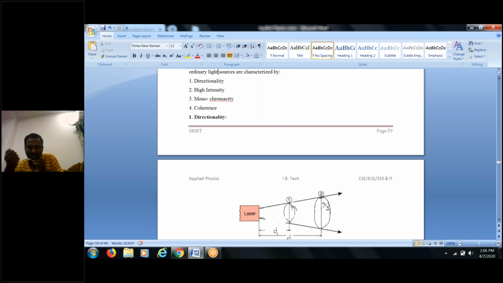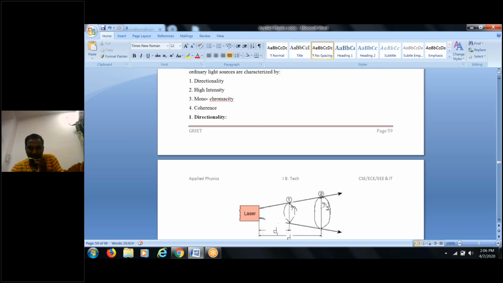If you switch on a laser device, I think all of you know laser devices, pocket laser devices, handheld laser devices, what happens? Light comes out from the device in only one direction. The second thing is it has very high intensity. How much intensity? If you focus this powerful laser light into somebody's eyes, they will simply become blind. That much power is possessed by laser light.